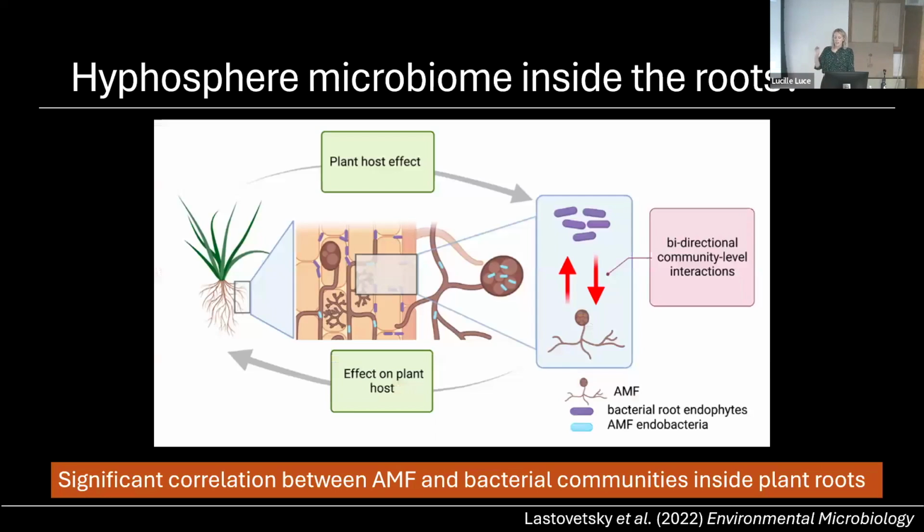So the studies on the AMF hyphosphere microbiome mainly focused on the extra-radical hyphae of AMF, so the hyphae that are in the soil. And we've recently published some interesting results which indicate that there may be a similar recruitment of specific bacterial taxa onto the AMF hyphae that are actually inside the plant root. So in this study, we did some multivariate modeling to show that there were significant correlations between the AMF and bacterial communities that coexisted together inside plant roots. So there's potentially another hyphosphere microbiome that's inside the plant roots.